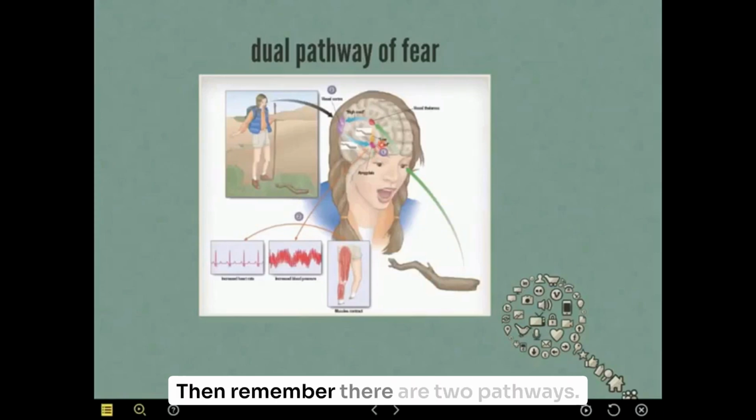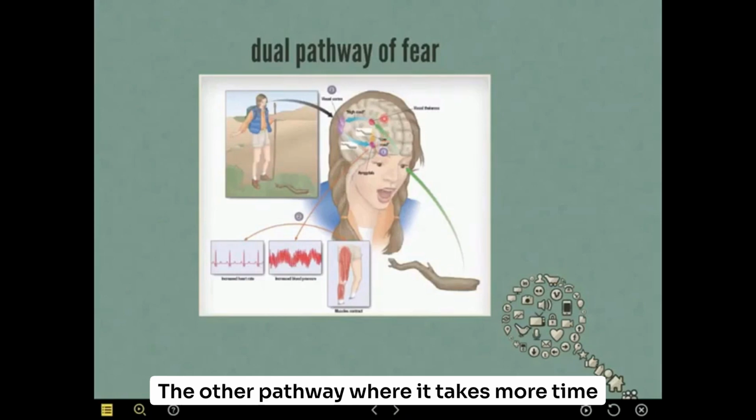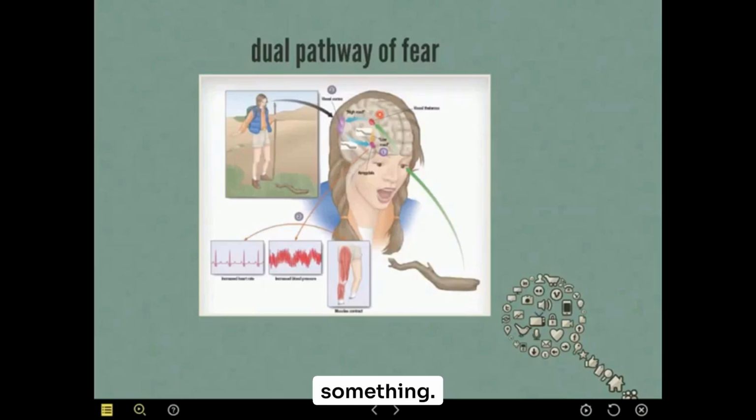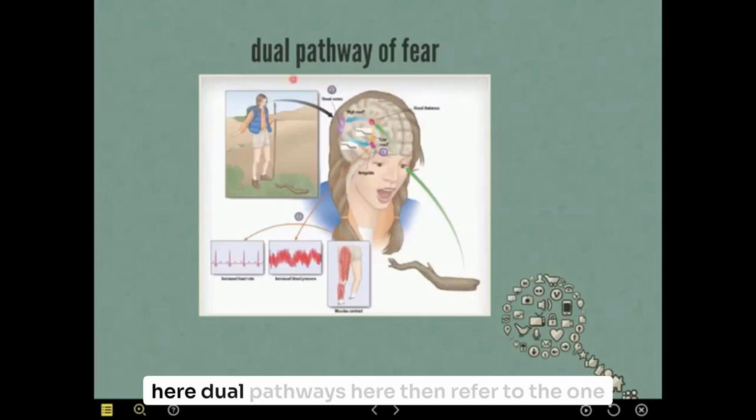Then remember, there are two pathways. The other pathway takes more time, but eventually, when the information goes to the cortex, it processes information slowly and determines the actual threat, and determines whether it's a pleasurable thing if you're playing a video game versus a dangerous thing if you're driving something. So dual pathways here refer to the one being the low road, the other one the high road.